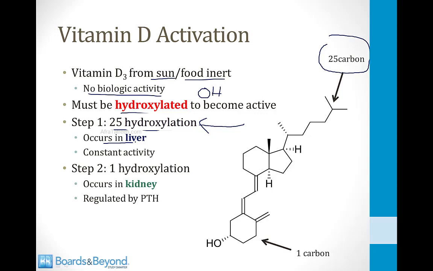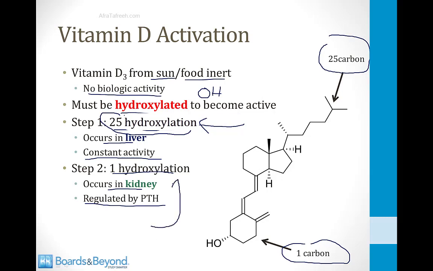As I said before, this occurs in the liver, and this is not under any type of hormonal control. It's constantly occurring. Anytime D3 is consumed in the diet or synthesized from sun exposure, the liver will hydroxylate it as soon as it gets the opportunity. The second hydroxylation is called a 1-hydroxylation. That occurs at the 1 carbon on the vitamin D3 molecule. This occurs in the kidney, and this is regulated by parathyroid hormone. What this means is that you're always going to have a lot of 25-hydroxylated vitamin D3 floating around in your body, and the kidney is going to selectively hydroxylate it at the 1 position as it needs to in order to activate more vitamin D to do its job.